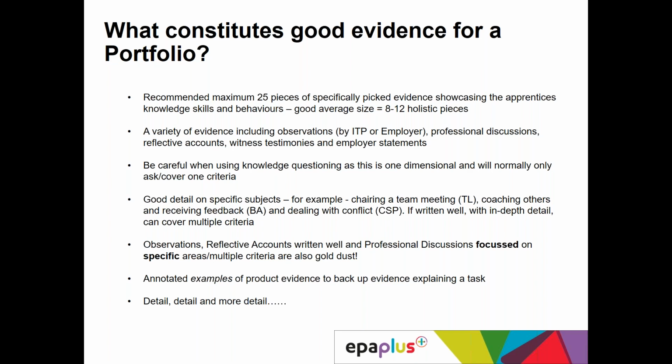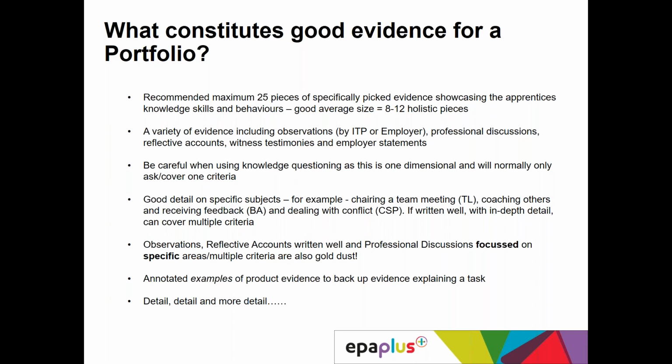We've had 60 to 70 pieces of evidence done. It's really difficult to get that into multiple criteria and try and get them the best mark. So realistically, we're looking for 25 maximum, but it can be done on 8 to 12 really well written holistic pieces of evidence.